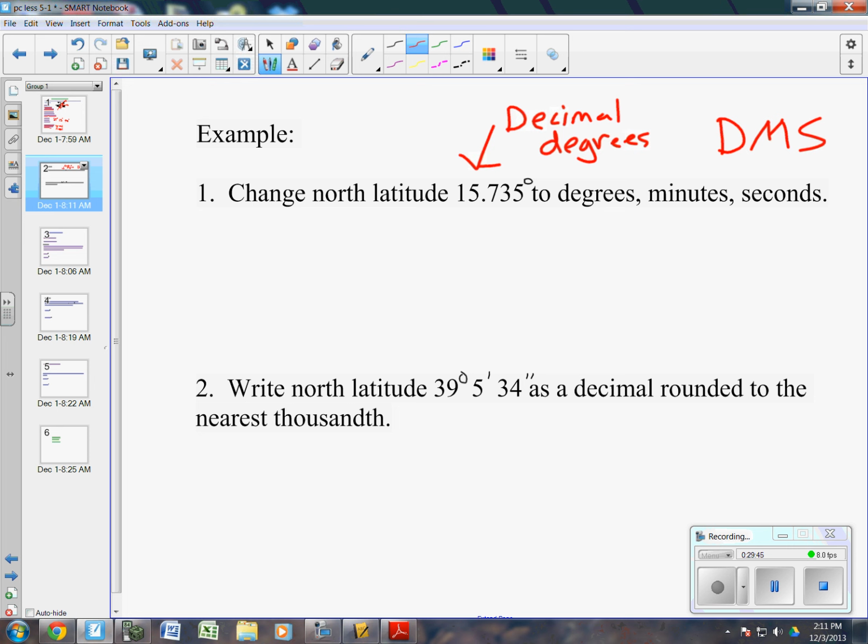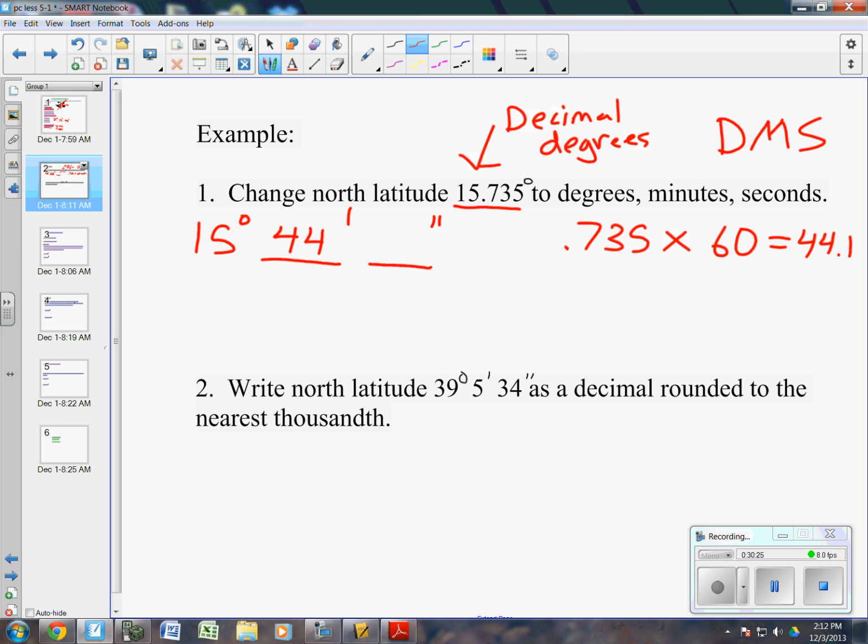This is how you do it. Okay. We have 15.735 degrees. We know that the 15 is the degrees, right? Now we've got to figure out the minutes and the seconds. So you're going to take the numbers behind the decimal, the 0.735, and you're going to times it by 60. Everybody do that in your calculator right now. 0.735 times 60. And what do you get? 44.1. That part that's in front of the decimal, the 44, is your minutes.